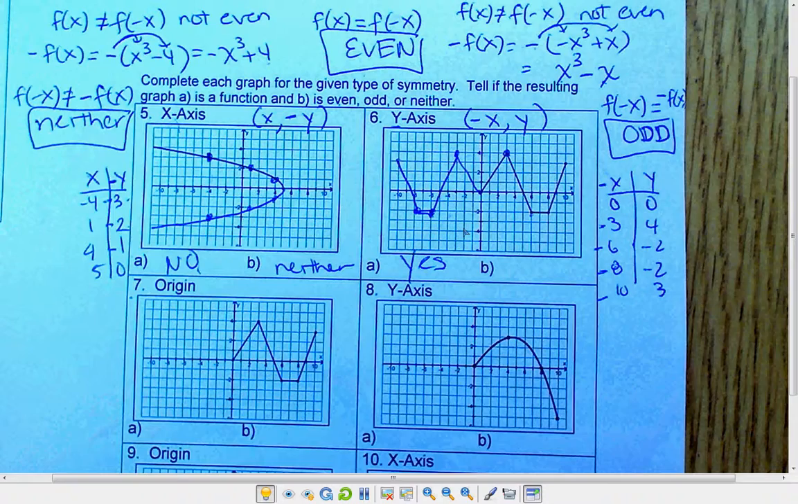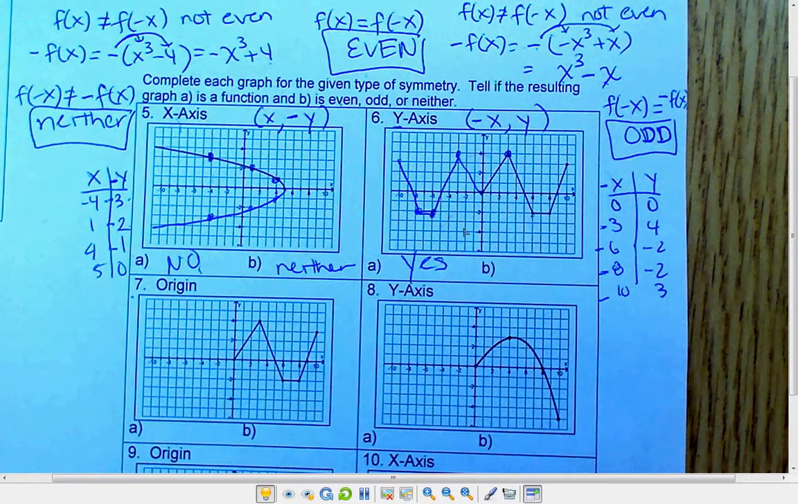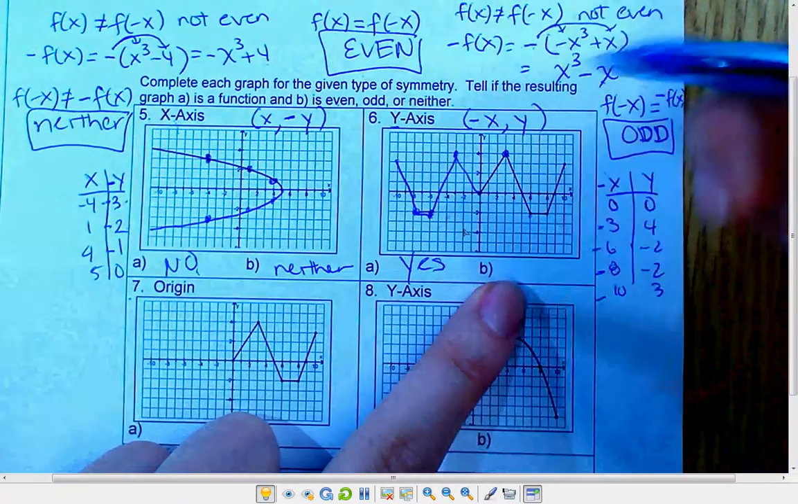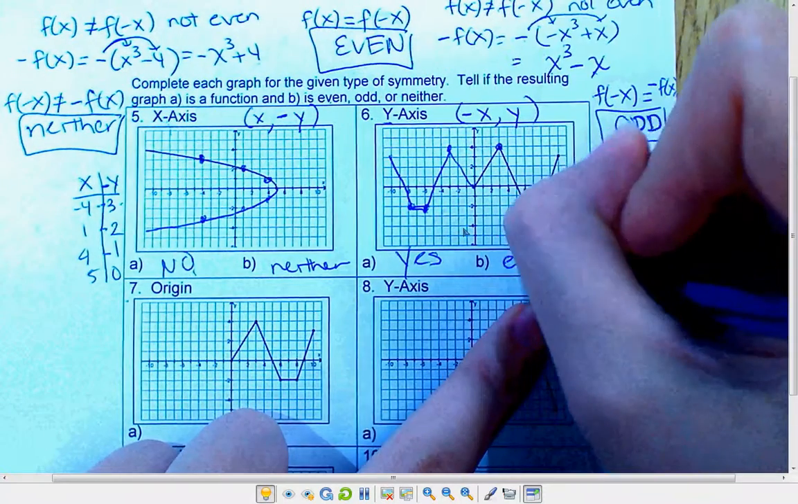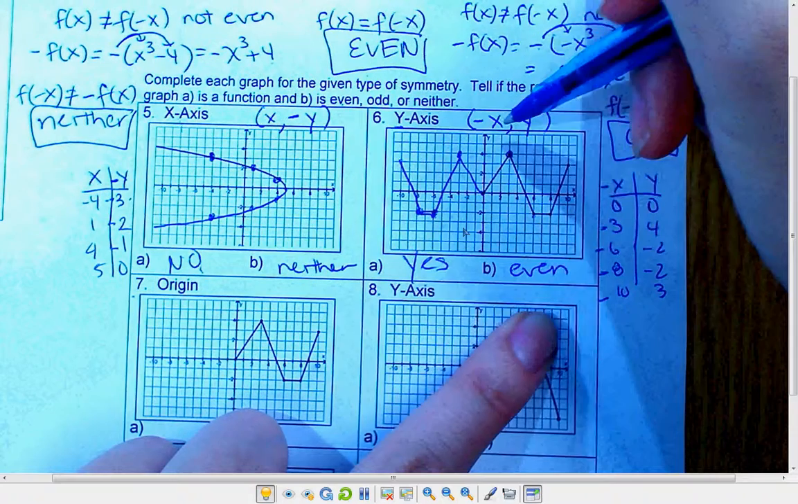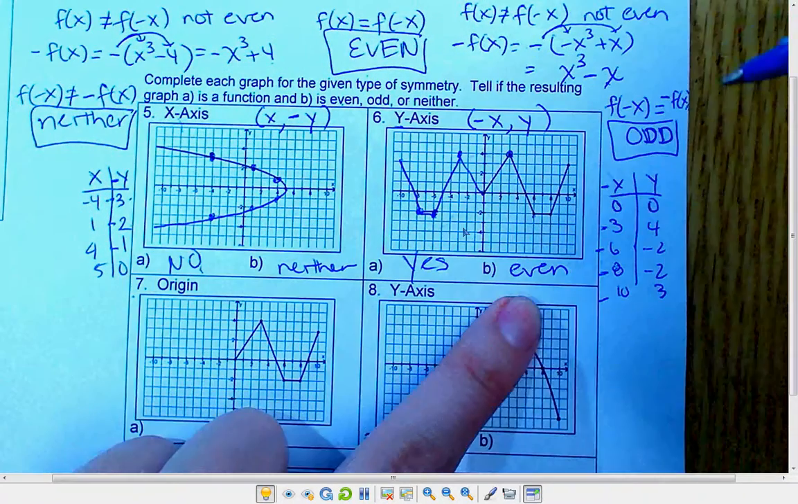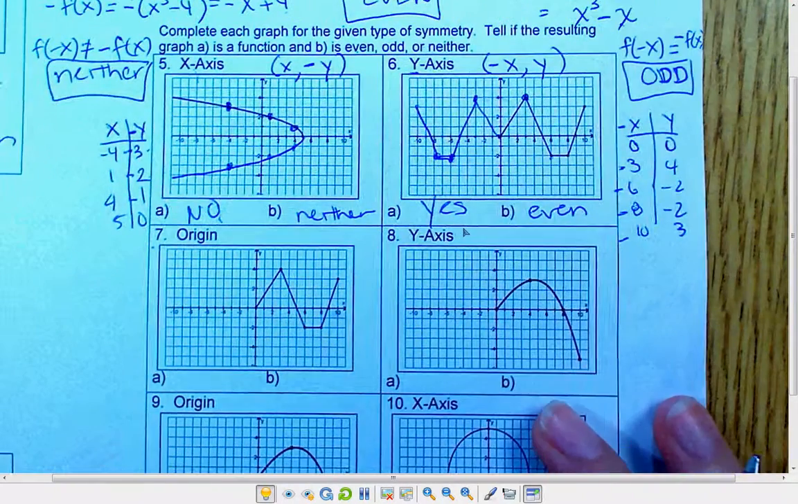So this is actually one of the definitions of even and odd. An even function means that it has y-axis symmetry. So this is even. Only our x changes. That's what even is. Okay, let's do our origin now.